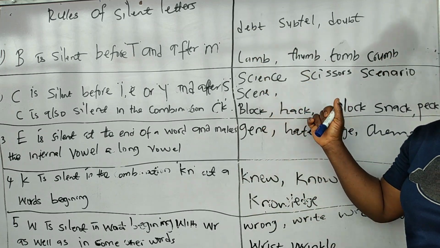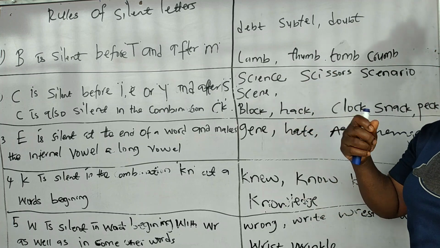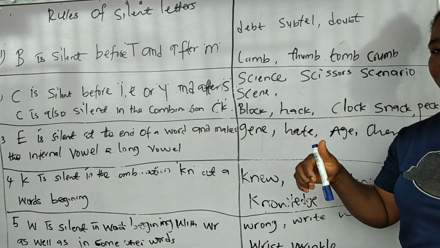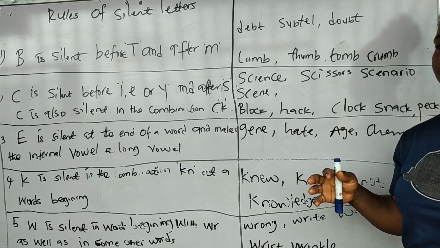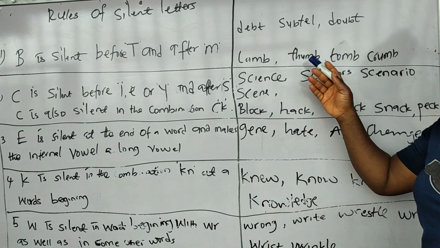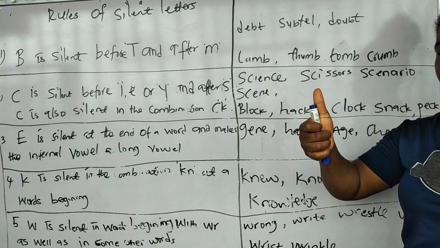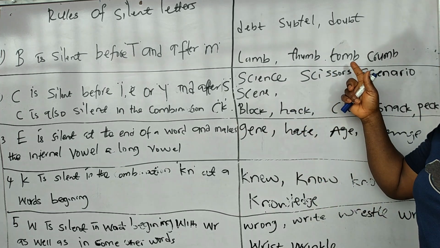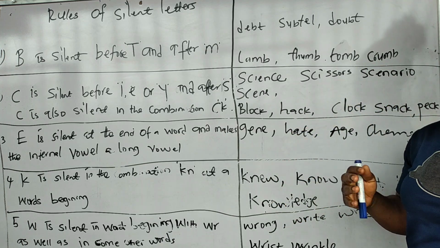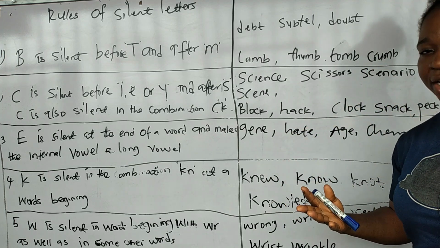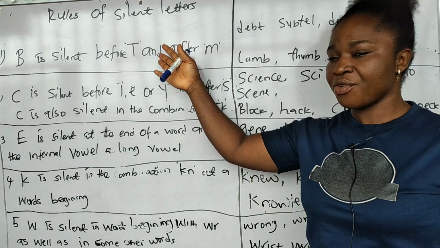Now we have lamp and not lamb. We still have thumb and not with the B sounded. Now the difference between this thumb and this tomb is that one is this very finger, the thumb finger, and the other refers to the graveyard. Then we have crumb and not with the B sounded. So the B here is actually silent, just like this very rule says.